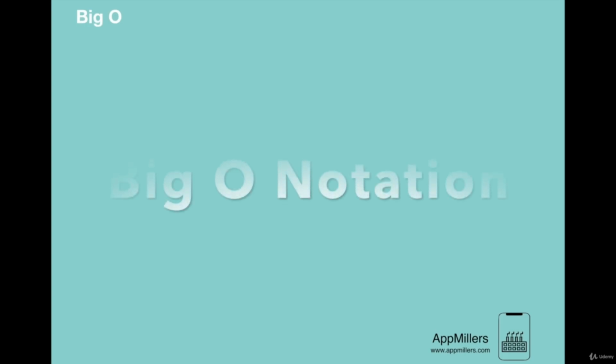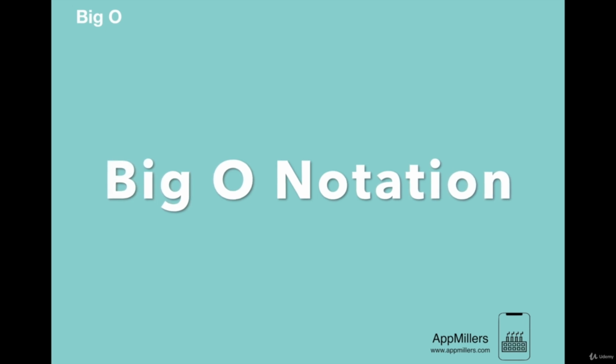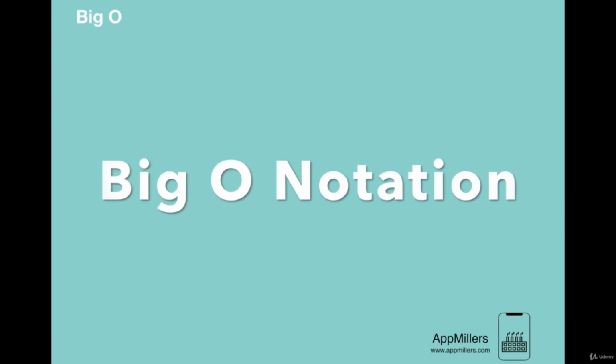Hi there. In the previous section, we discussed what an algorithm and data structure are, and we have learned different types of them. We have also answered the question of why they are important in computer science. So in this section, we will discuss an important concept, which is Big O.